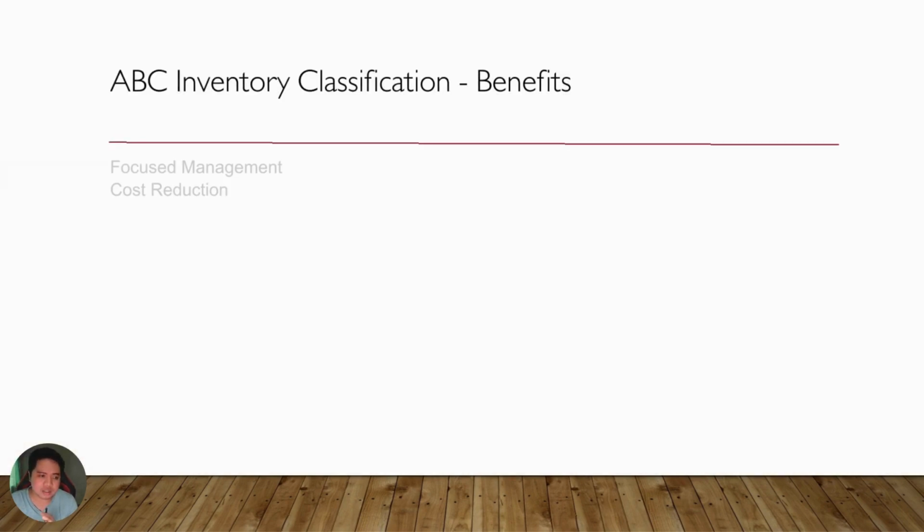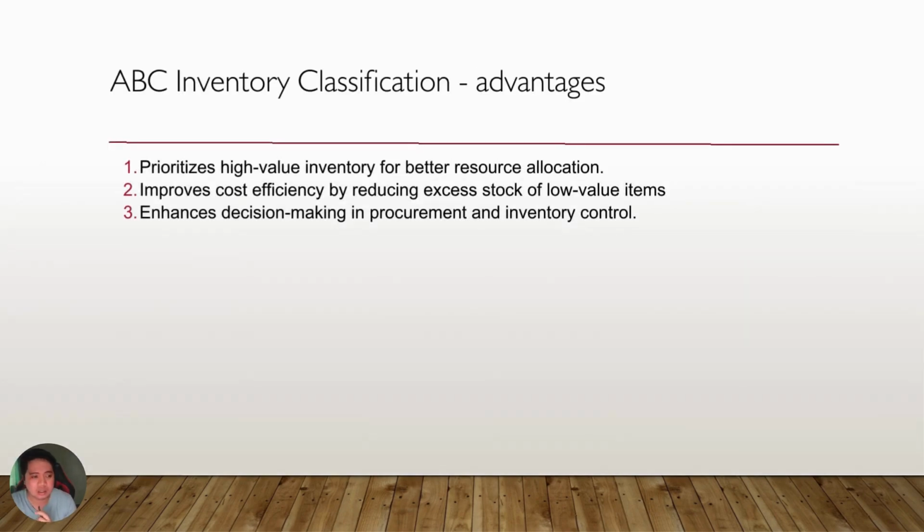So what are the benefits of ABC inventory classification? It can give focused management and cost reduction. Focused management, since you can prioritize resources on the most critical items such as the inventory. And cost reduction, it optimizes inventory levels, which reduces holding costs. What are the advantages of ABC? ABC prioritizes high value inventory for better resource allocation. It improves cost efficiency by reducing excess stock of low value items. It enhances decision making in procurement and inventory control.